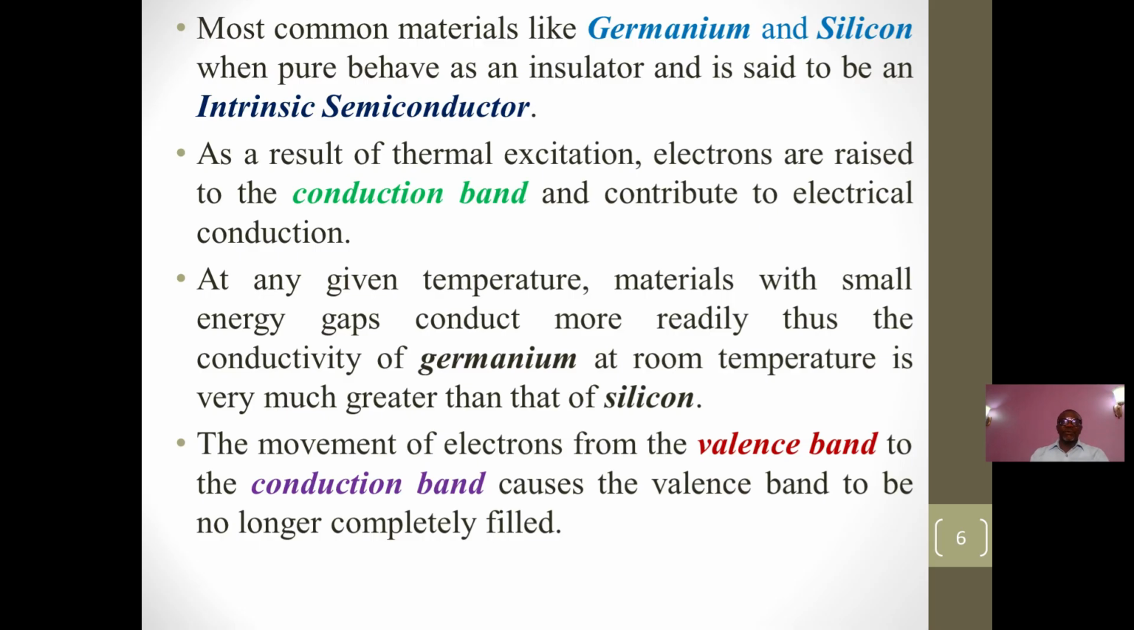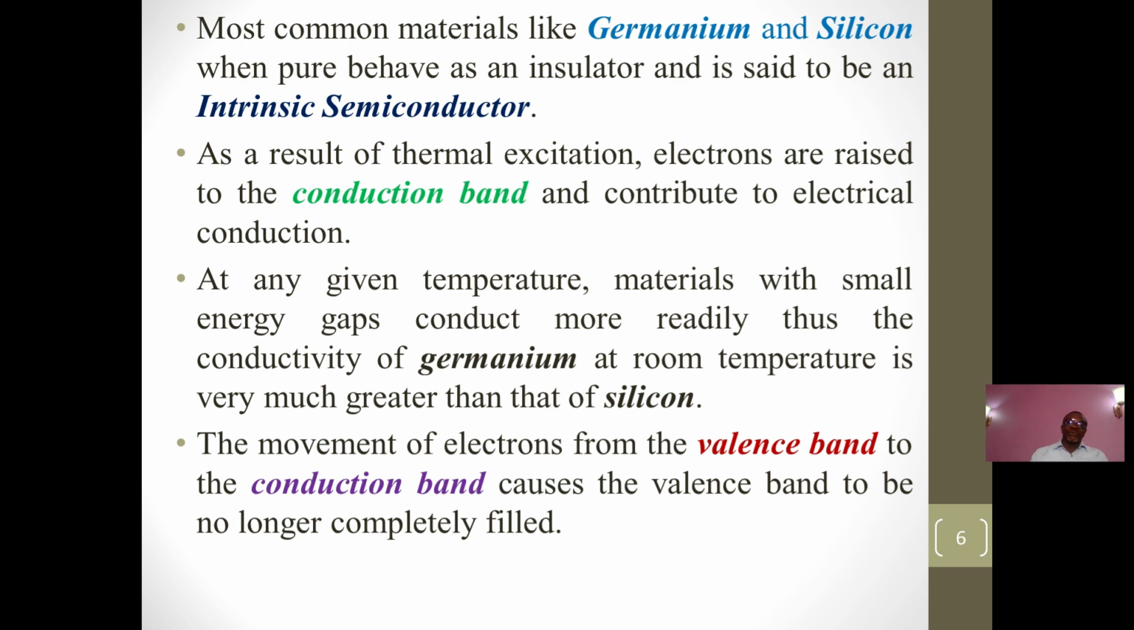Now, most of the common materials we have, like germanium and silicon, when they are pure, behave as insulators, and they are said to be intrinsic semiconductors. Remember, when they are pure, they behave as insulators. But something happens when they are no longer pure, that is, in their natural state.